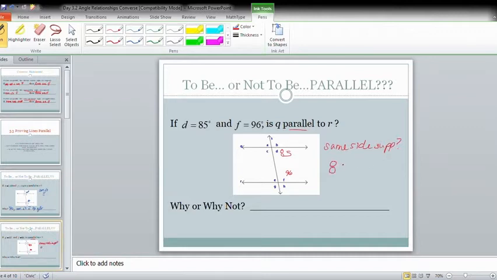Let's check. 85 plus 96 is, drum roll, sorry, 181 degrees. 181 is not equal to 180 degrees. Therefore, are they parallel? No. Not same side supplementary, right? They're not parallel lines. All right, let's take a look at another one.